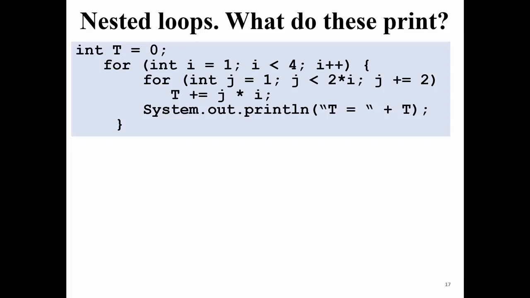Now, we have this nested for loop, and we initialize integer T capital to be equal to 0. And we run through two nested for loops, and we keep tracking the value of T capital by using the indices i and j. The question is, what will be printed outside to the user?